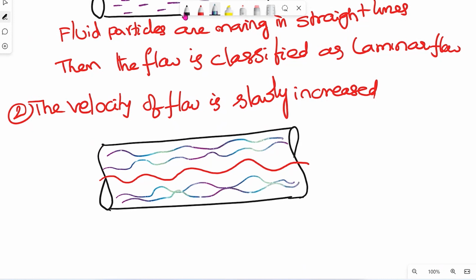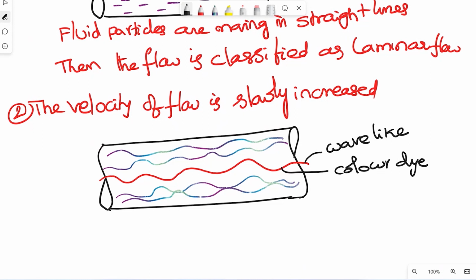So this type of flow is basically wave-like, right? The flow is like waves. It is what we call the filament. This is the color dye. The color dye is in the form of a wave-like motion, and this is called transition. This type of situation is called transition.